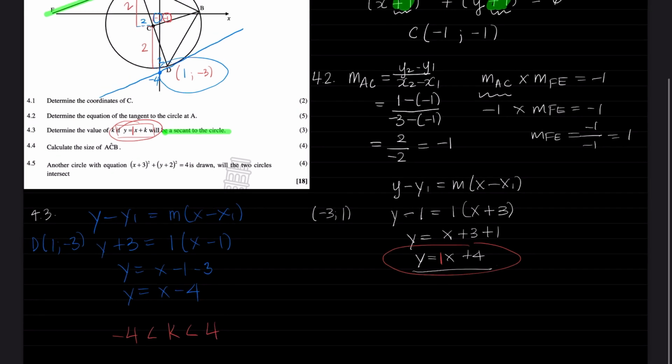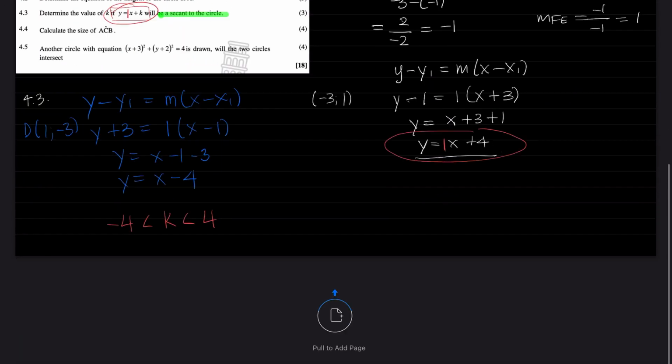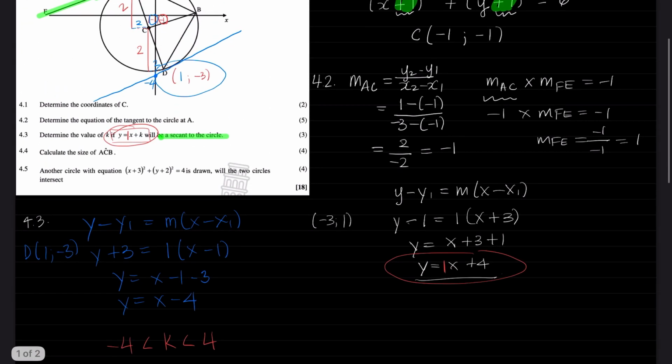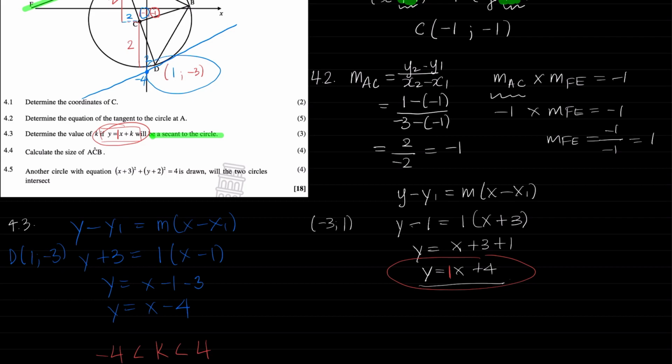Let's move on now to question 4.5. Question 4.5 reads, another circle with equation x plus 3 all squared plus y plus 2 all squared equals 4 is drawn. Will the two circles intersect?